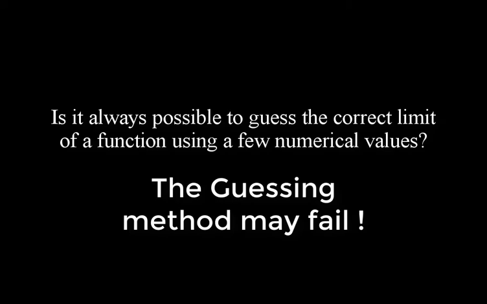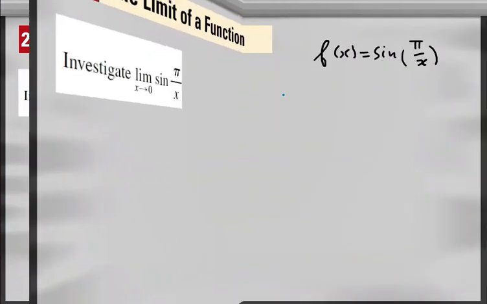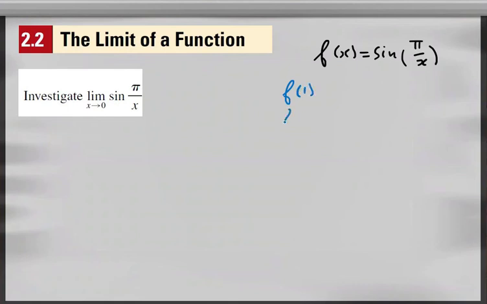It would seem that computing a few numerical values of a function is enough to get the limit of that function. But this is not true. In order to show that this is not always the case, consider the following function: f of x equal to sine of pi divided by x.